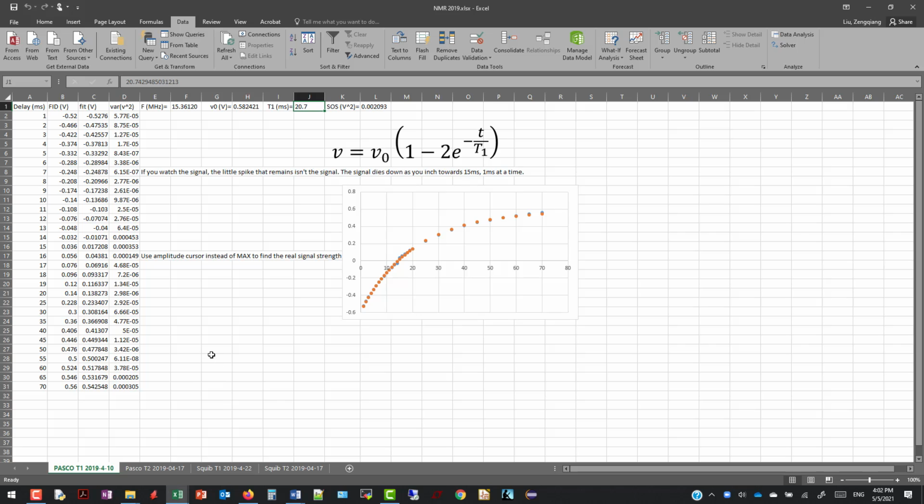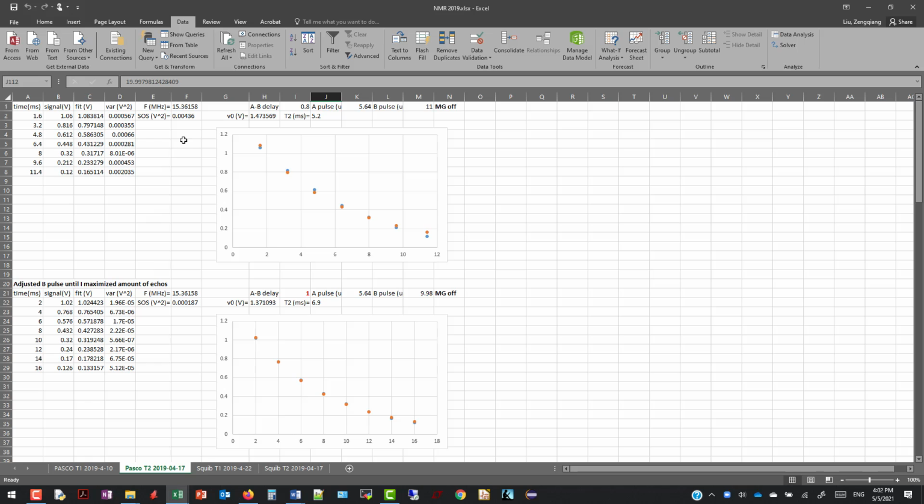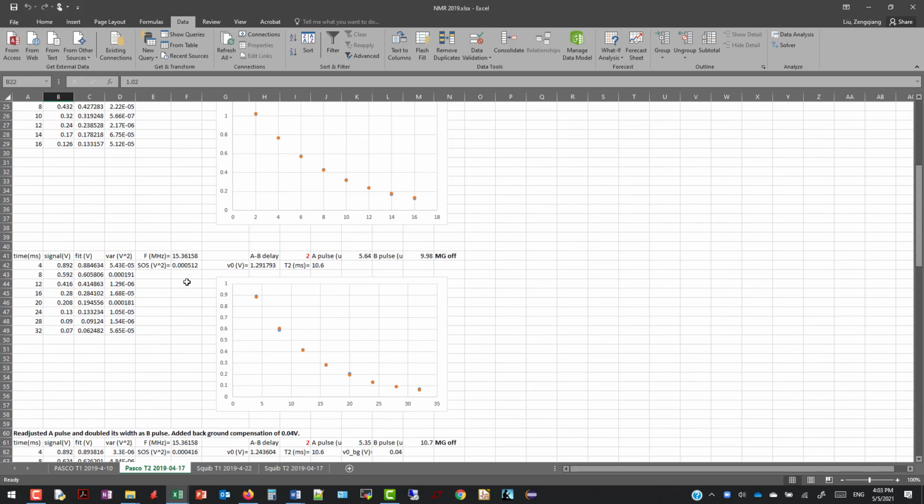So let's do calculating T2. So for T2 we have peaks, and in here we only had a short number of peaks. Okay, so let's focus on these. So we have 2 milliseconds up to 60 milliseconds. So there's a number of peaks, and then the signals are the signals of the maximum of each spin echo. And the function to fit, I don't know where that has gone.